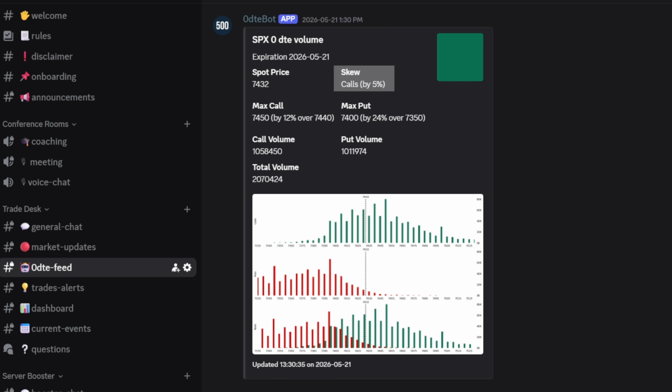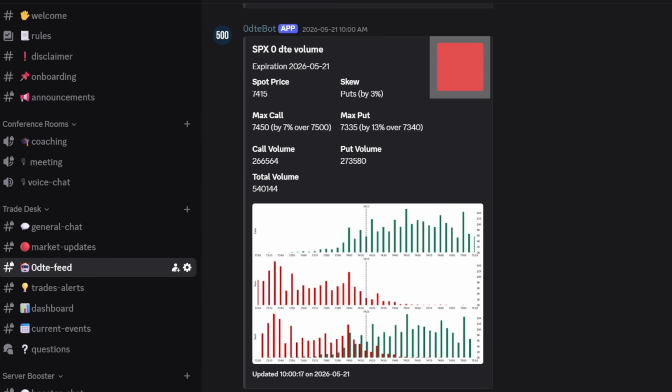Skew highlights whether there are more calls or puts being traded. If calls skew, there are more calls than puts, which is generally regarded as bullish sentiment. If puts skewed, there are more puts than calls, which is generally regarded as bearish sentiment. The percentage shows the magnitude of the skew. A higher percentage reflects stronger sentiment. And for quick reference, a color coding system is displayed in the upper right. Green indicates call skew, while red indicates put skew.